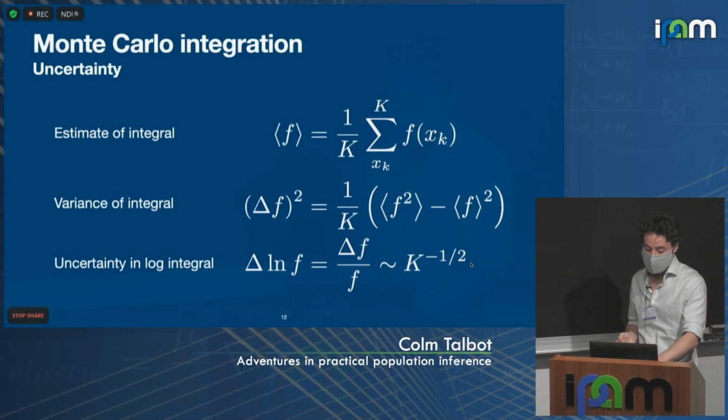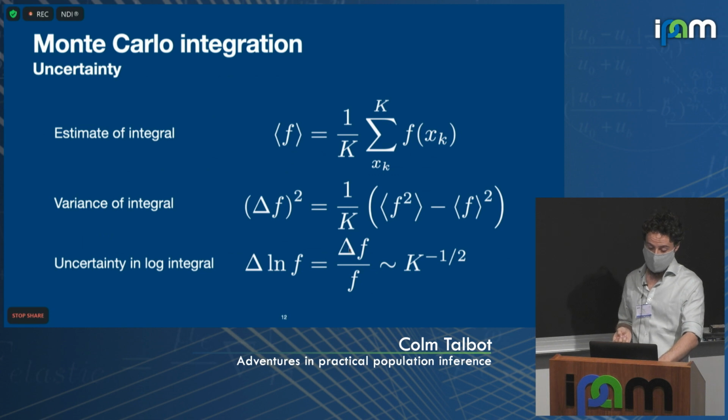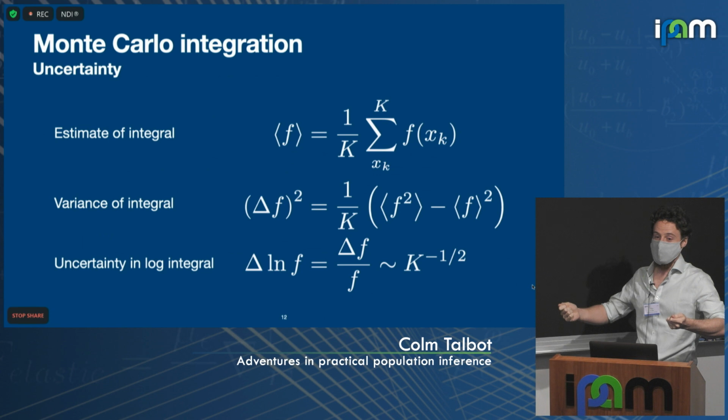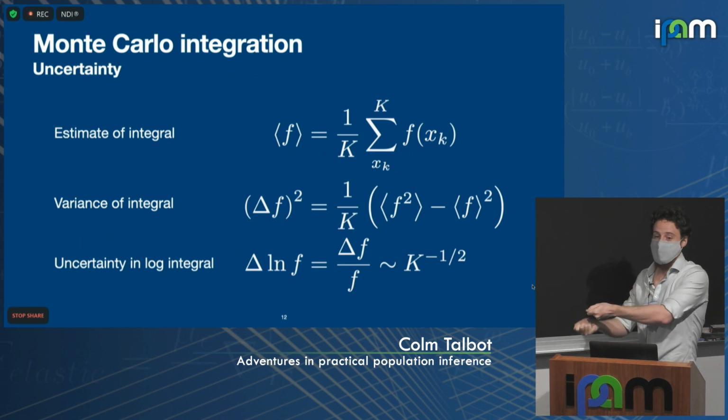I also added in this extra term, which will be useful, which is the uncertainty in the log of the quantity, which is just the uncertainty divided by the thing. The point I wanted to make here is that this scales as approximately 1 on the square root of the number of points you have in your Monte Carlo integral. So if you're doing a Monte Carlo integration and you find that the uncertainty is plus or minus 2, but really you need it to be less than 1 to trust the result, you have to use 4 times as many points. And so it becomes 4 times more computationally expensive just to batten down this uncertainty.